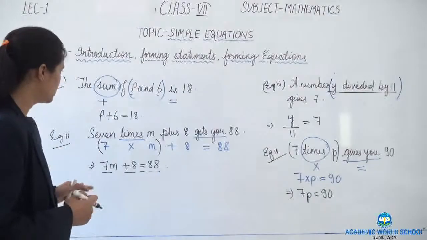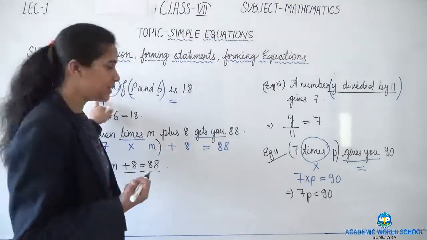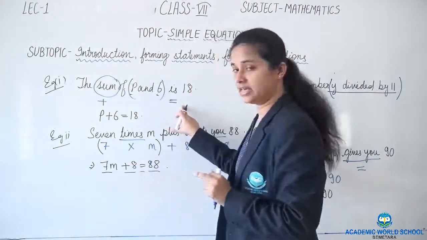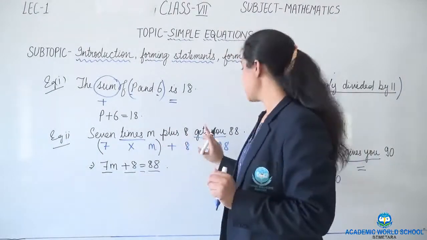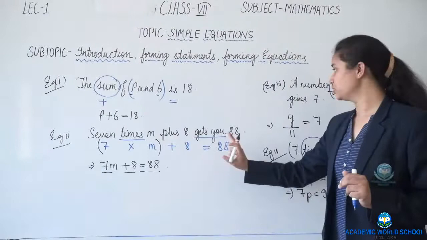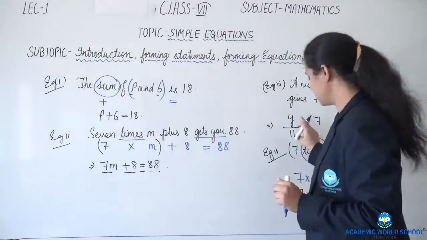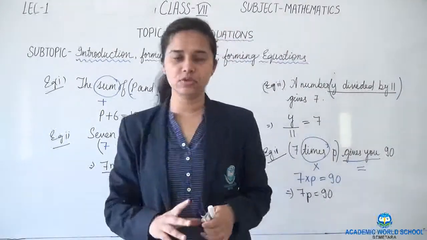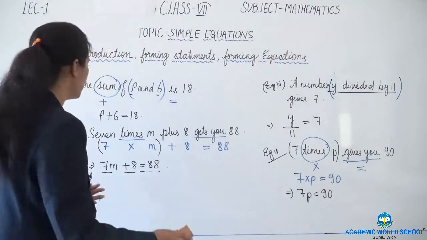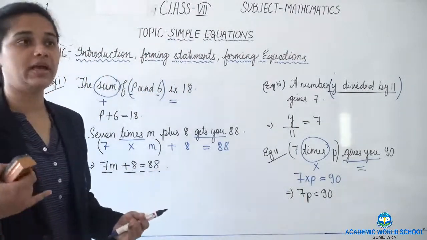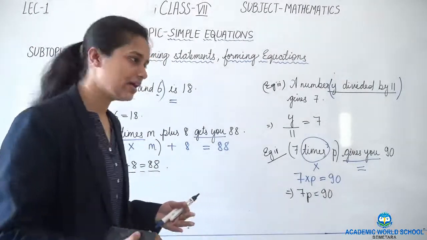Now, a few things we learn here: sum means plus, is also equal to, times means multiplied, gets you equal to, y divided by 11 means y by 11. These are the few things. When you see a statement, you need to understand where we have to add, where we have to multiply, where we have to subtract.